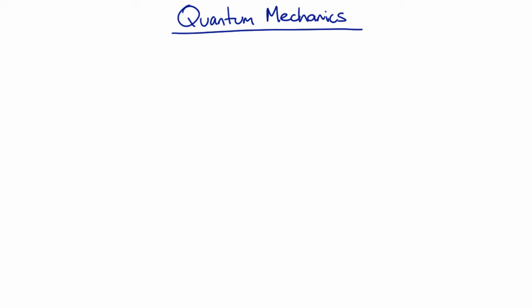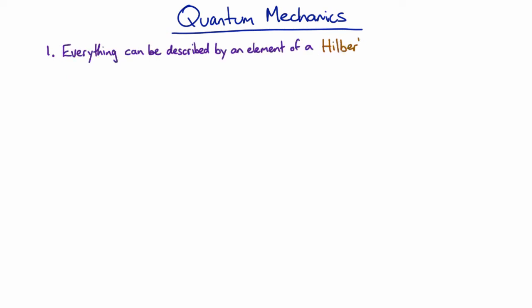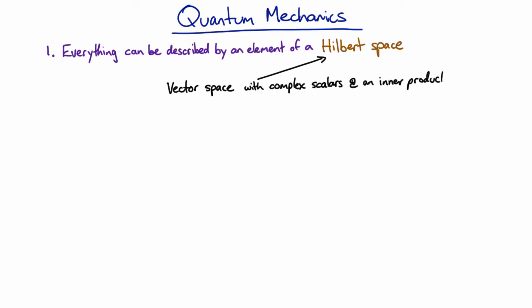Let's start with a summary of what we remember about quantum mechanics. Now, so far we've only really discussed one of the postulates of quantum mechanics, and that is that everything in the universe can be described by an element of a Hilbert space. Now, what is this Hilbert space? This is a vector space with complex scalars and an inner product.